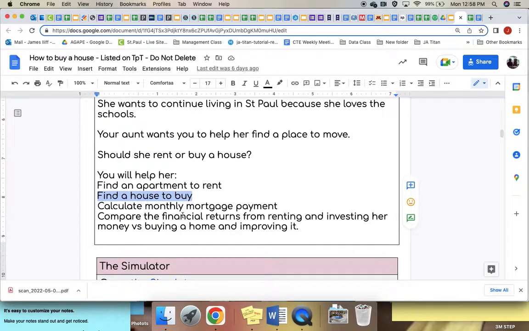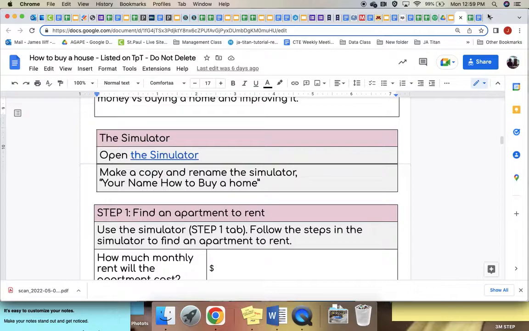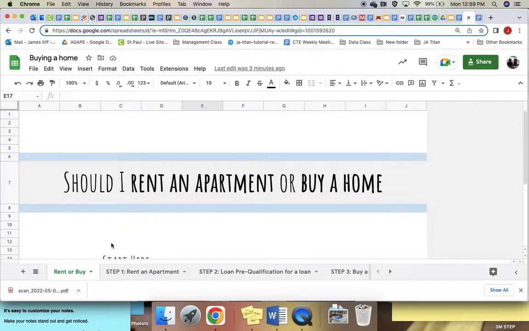And then, this is where it gets pretty sophisticated. You're going to compare the financial returns, comparing whether she rents or whether she buys. And it gets a little bit more sophisticated than that, but we'll stick there for a second. So I built a simulator right here. So students will have access to this simulator. Should I rent an apartment or buy a house? And you can see we have it all stepped out. Step 1, step 2, step 3, all the way over.